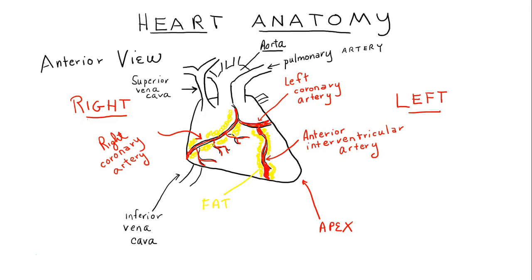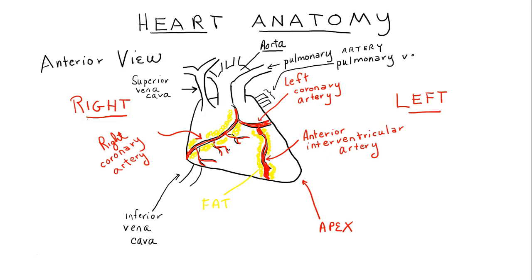When the pulmonary artery takes blood from the heart, pulmonary means lung, so the pulmonary artery is going to bring blood from the heart to the lungs. The heart pumps the blood to the lungs to be oxygenated. And we'll go over this again.